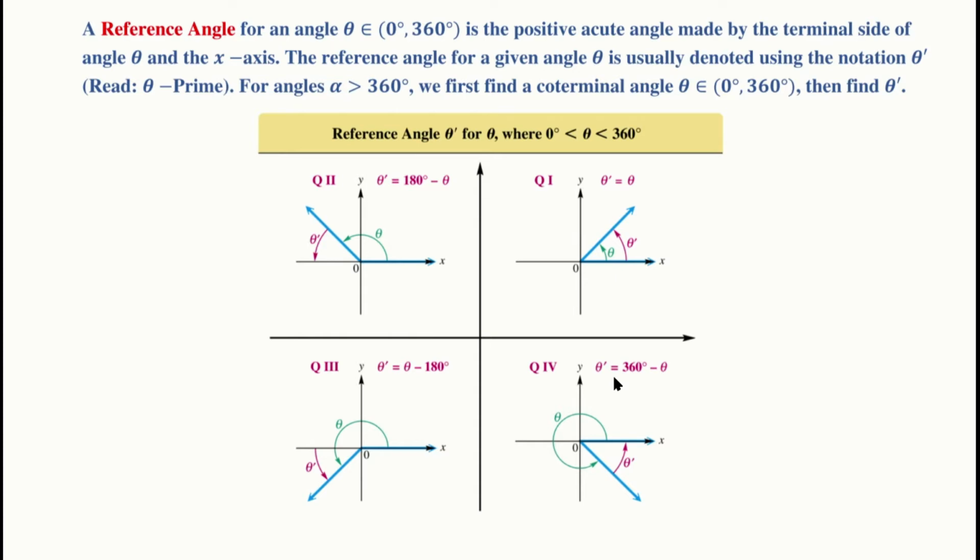What if the angle is larger than 360 degrees? So for angles alpha greater than 360 degrees, no problem. In order to find the reference angle for an angle that is larger than 360 degrees, we're first going to find a coterminal angle, which always exists, theta, which is going to be between 0 and 360, and then we'll proceed with finding the reference angle. So very simple.